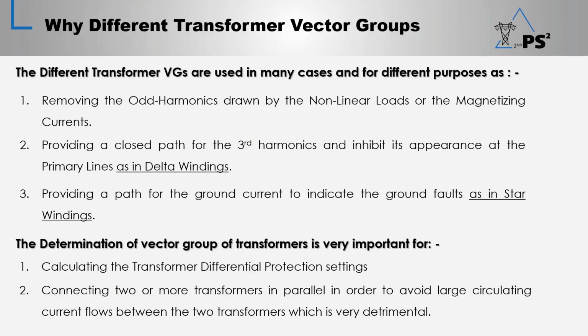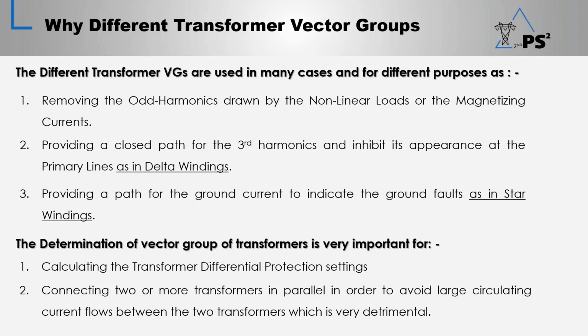Why there are different transformer vector groups? Actually, the different transformer vector groups are used in many cases and for different purposes, as removing the harmonics drawn by the nonlinear loads or the magnetizing currents of the transformer, providing a closed path for the third harmonics and inhibit its appearance on the primary side of the transformer, especially if the primary side was delta winding, providing a path for the ground current to indicate the ground faults, especially if the transformer side was star windings.